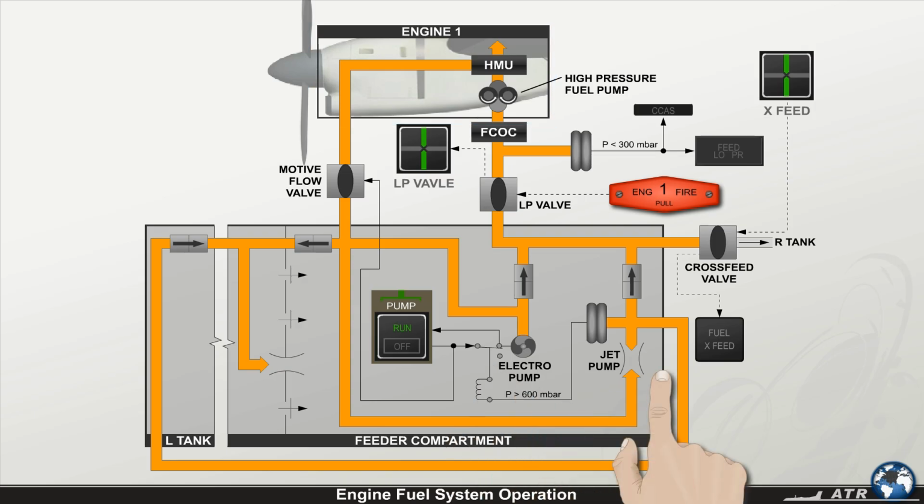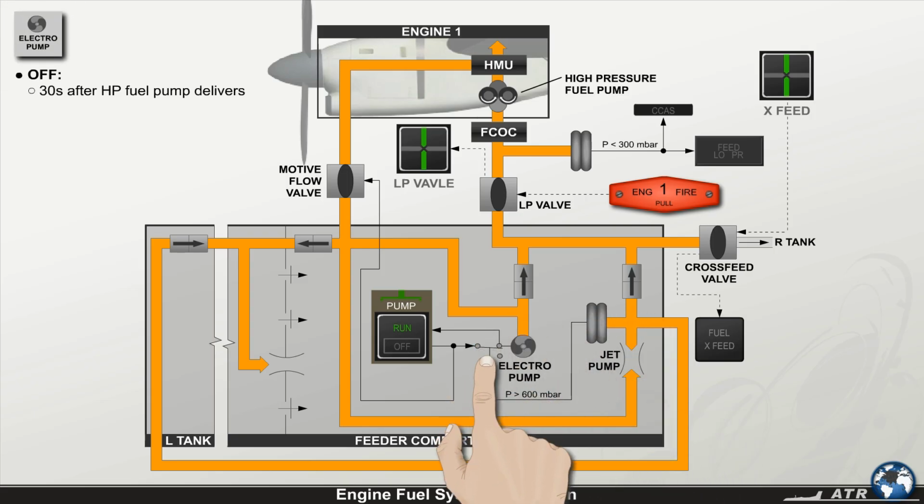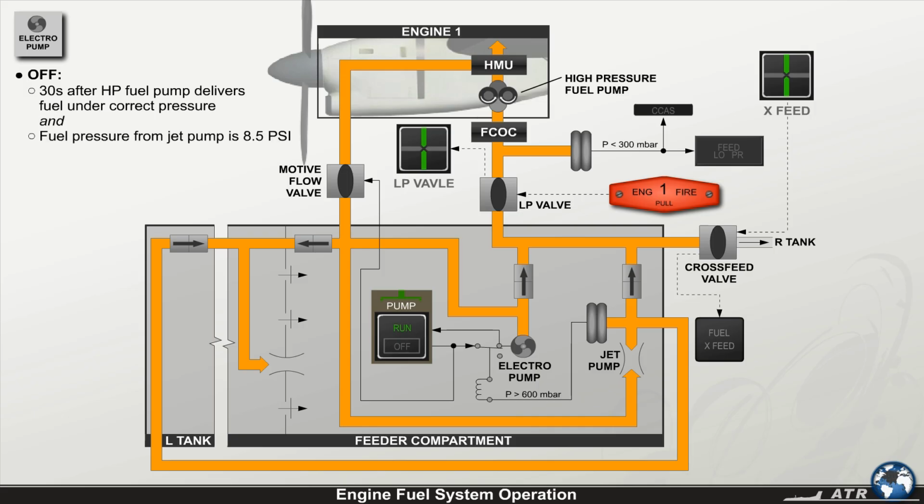During engine start, the fuel jet pump takes over from the electrical fuel pump 30 seconds after the high-pressure fuel pump is delivering fuel under the correct pressure, and the fuel pressure produced by the jet pump is at 8.5 psi. At this moment, the electrical fuel pump is automatically switched off. In the event the fuel pressure drops below 5 psi, the electrical pump is switched on automatically.